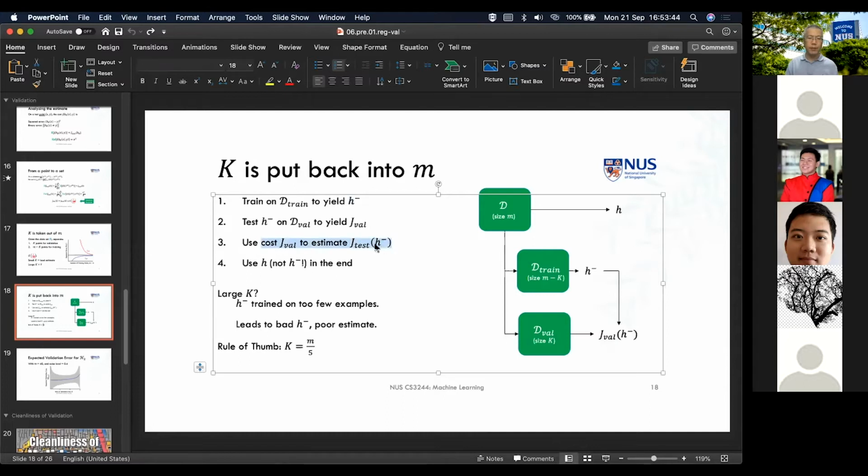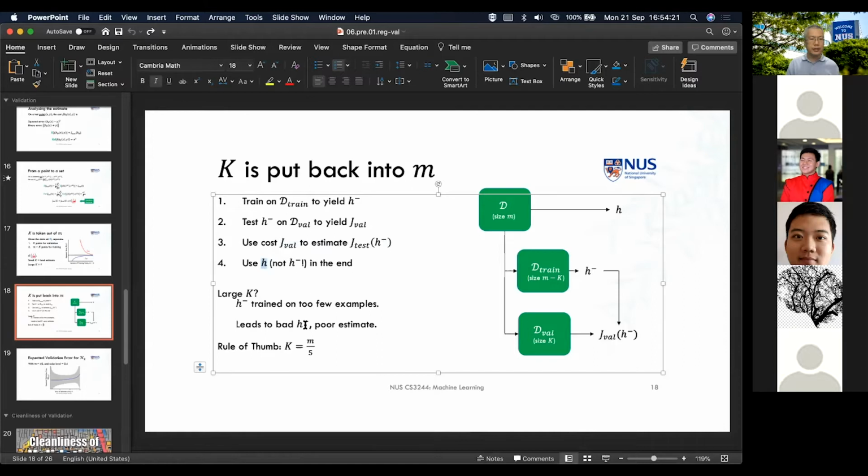Now, when we want to put our classifier into production, we never want to use H minus. We want to use all of the data to make the best possible classifier. So we're going to use all of the data points, not just the training data but the training plus validation together, to create our actual classifier. And so our estimate of the test cost will be slightly off, because we are estimating on slivers of the data.